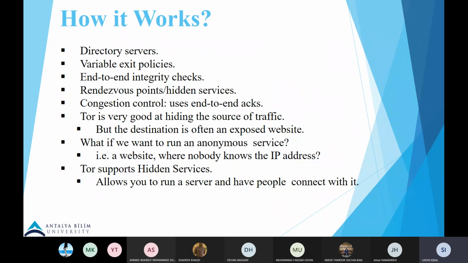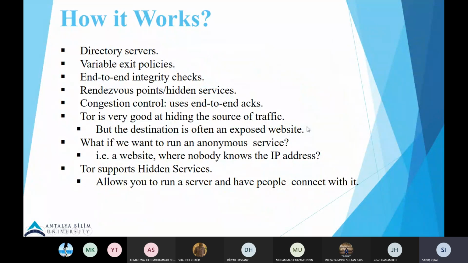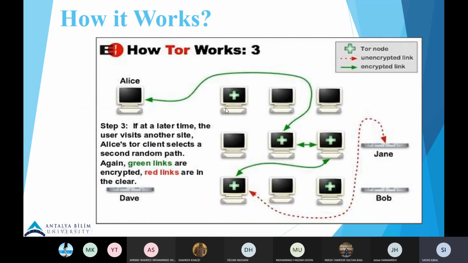There are variable exit policies, end-to-end integrity checks, end-to-end. That means from router 1 to router 2 to router 3. There are end-to-end integrity checks, rendezvous points, and hidden services. There are congestion controls, user end-to-end acknowledgements. This is from the figure. This looks very simple and straightforward, but in reality, this is not simple.